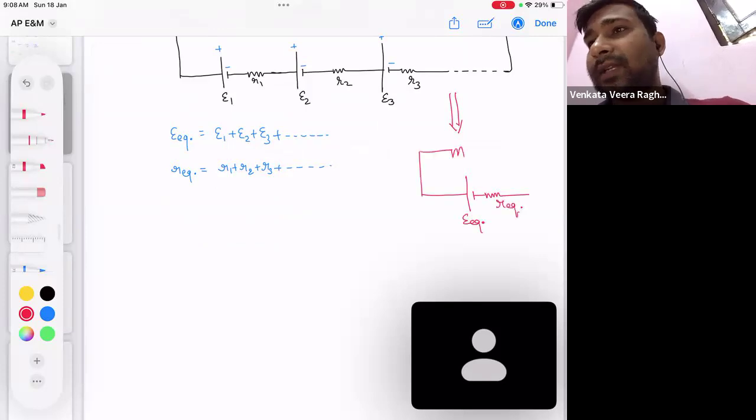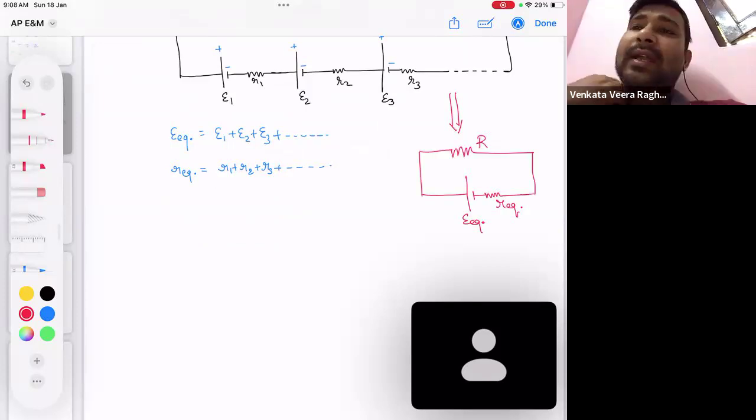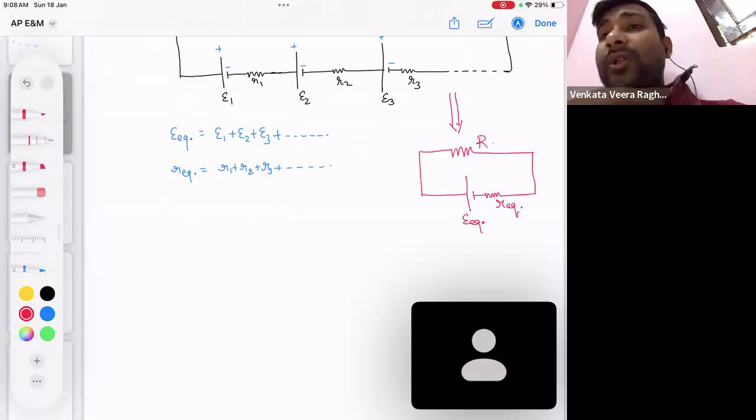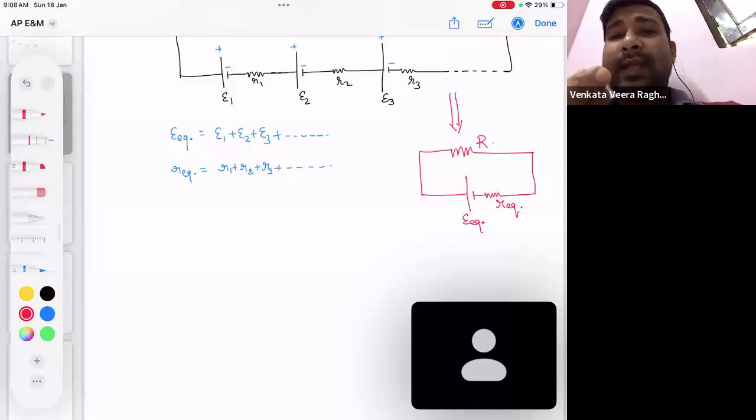And now you can connect it with what? An external resistance. Understand? So if polarity is connected in such a way that positive, negative, alternate positive, negative are connected, in that situation, what happened? Equivalent EMF is E1 plus E2 plus E3 like that.